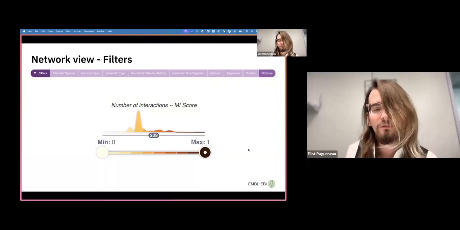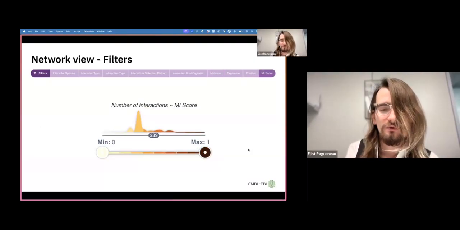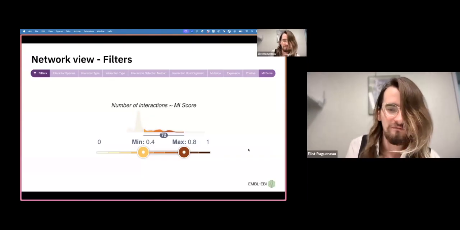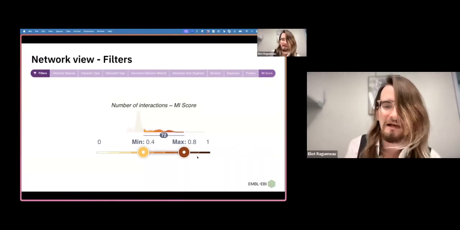Finally, you have the MI score, which allows you to filter based on the scoring system and the confidence system, both on the minimum and on the maximum.